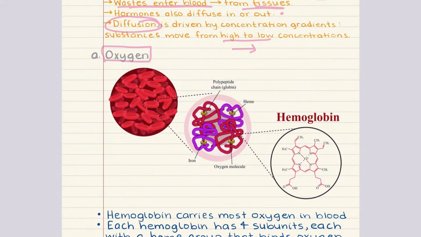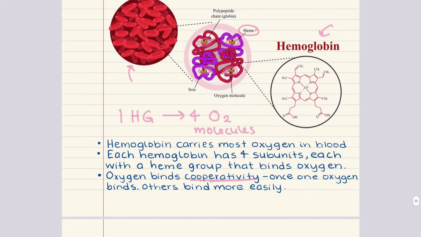Most of the oxygen in the blood is carried by hemoglobin, which is a protein found in red blood cells. Each hemoglobin molecule has 4 subunits, and each subunit contains a heme group that can bind 1 molecule of oxygen. So overall, 1 hemoglobin molecule can carry up to 4 oxygen molecules at once. Now, what's especially interesting is how oxygen binds to hemoglobin cooperatively. That means that once 1 oxygen molecule binds, hemoglobin changes shape slightly, and it makes it easier for the next oxygen to bind. So with each oxygen added, binding becomes easier.